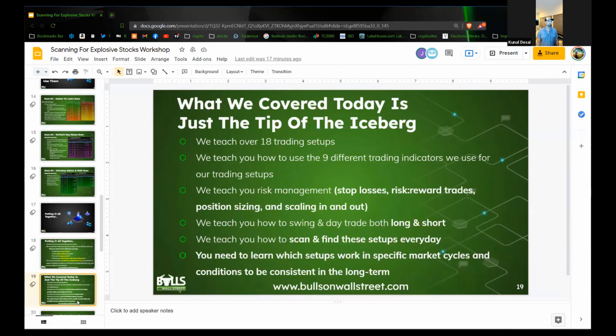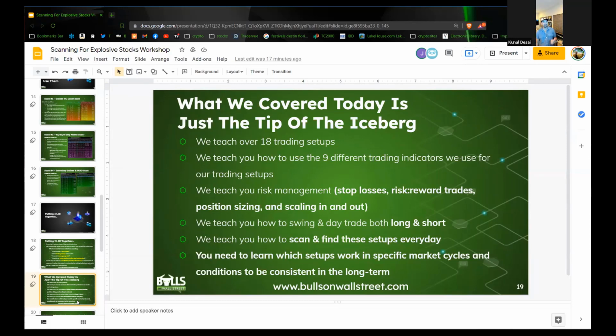So what we covered today is the tip of the iceberg. I teach 18 trading setups. We spend our boot camp equally between day trading and swing trading. To be a good day trader, you have to learn to swing trade. I have a host of different indicators I use, but never all at the same time, so it's never going to be confusing. We use a handful of very simple ones to find our trading patterns.